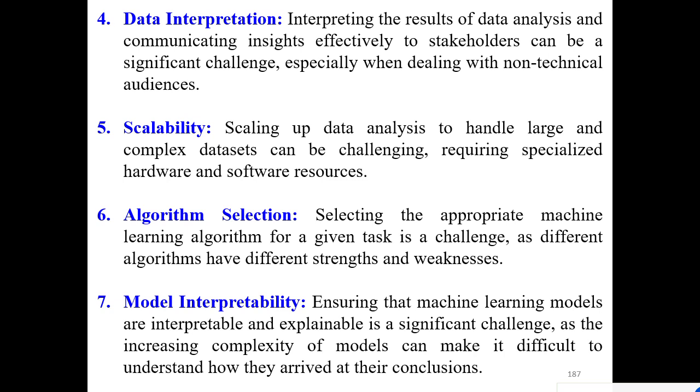Algorithm selection is one of the challenges in data science, because selecting the appropriate machine learning algorithm is a task. It is a challenge. It depends on the constraints, depends on the requirements, and different algorithms have different strengths and weaknesses. Then model interpretability: a model is a simplified version of reality, and ensuring machine learning models are interpretable and explainable is a significant challenge, as the increasing complexity of models can make it difficult to understand how they arrived at their conclusions.